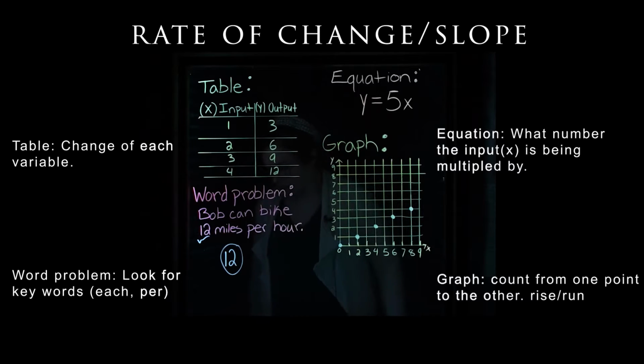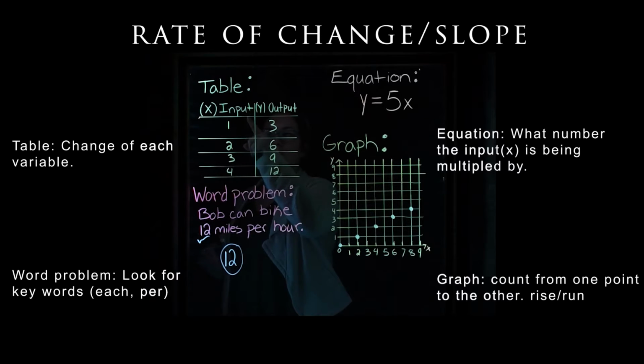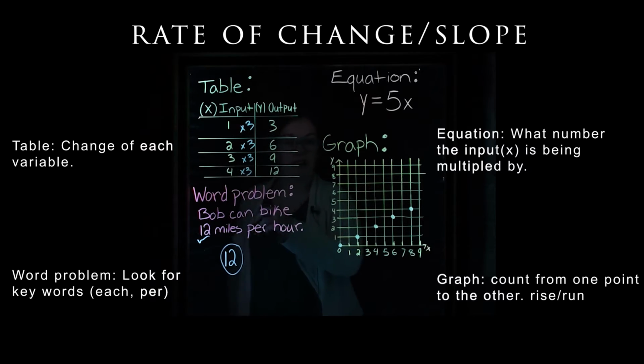With the table, now, what we want to do is see the change of each variable. Now what I like to do is see how I go from input to output. Okay, so from 1 to 3 I multiply times 3. From 2 to 6 I multiply times 3. From 3 to 9 I multiply times 3. From 4 to 12 I multiply times 3. So my unit rate here, my rate of change, my slope is 3.